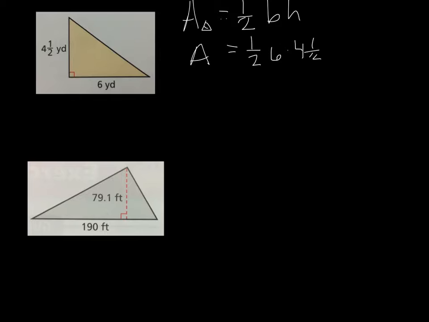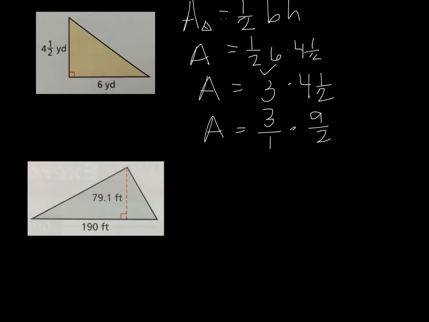Okay, so if I take half of 6, I would get 3 times 4 1/2 is going to equal the area. Okay, so I would circle up. 4 times 2 is 8, plus 1 more is 9/2 times 3 over 1. So I can't reduce. 9 times 3 is 27. Divided by 2 is going to give me my area.